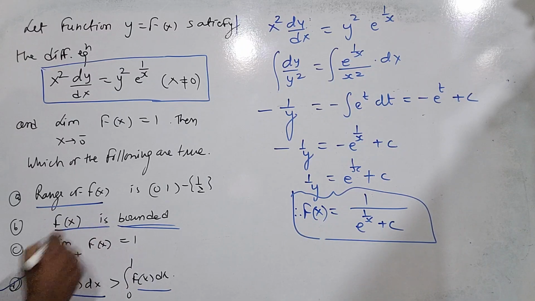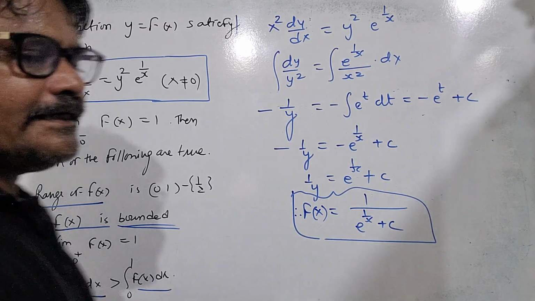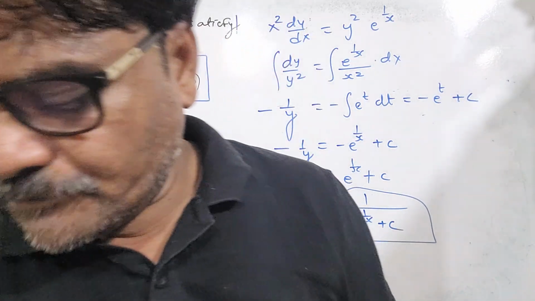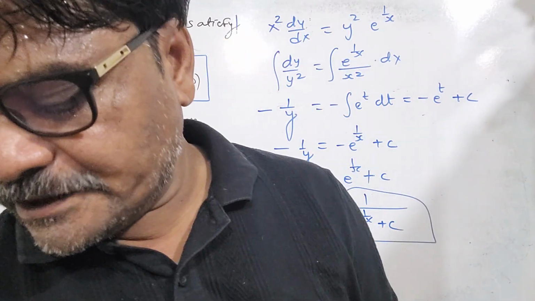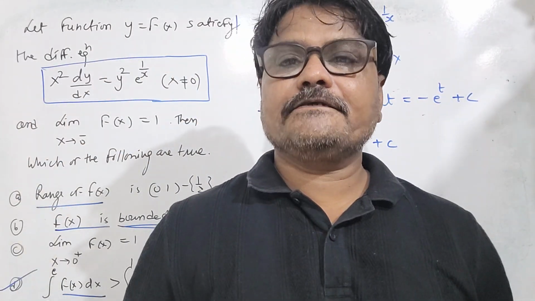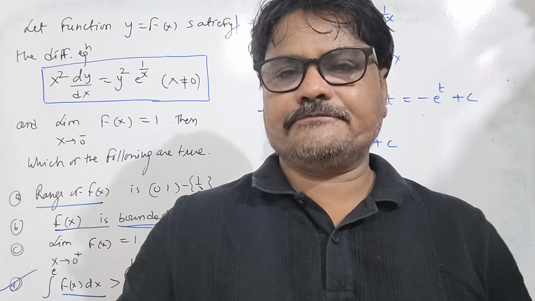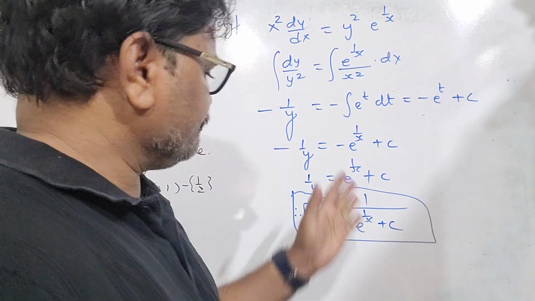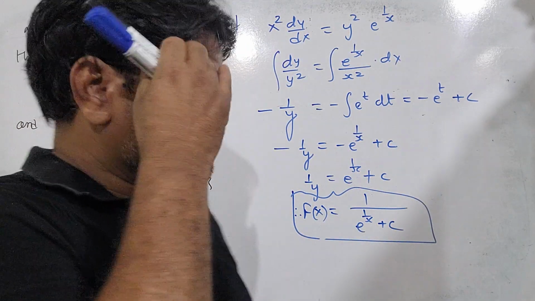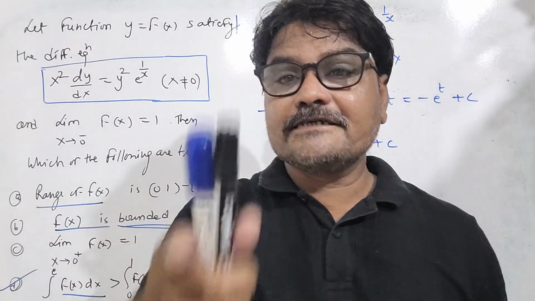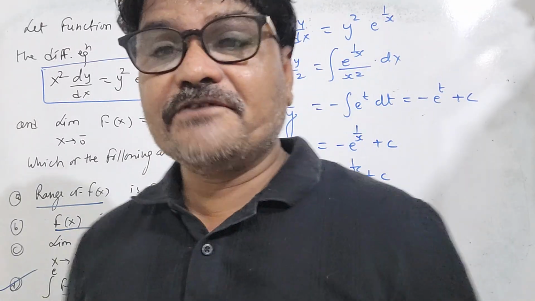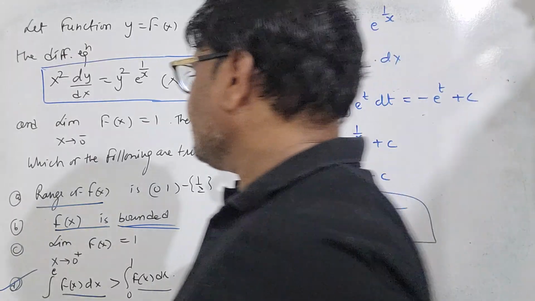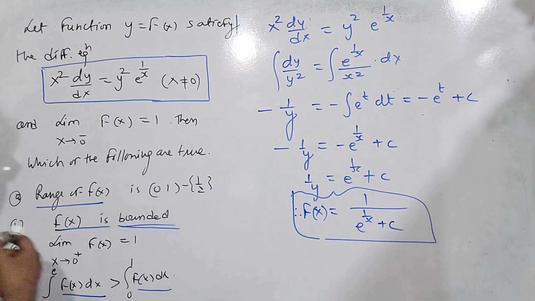Is it bounded or not bounded? Bounded or unbounded depends upon its range. So both option A and option B are related with each other, meaning you have to find out its range. But this function is 1/(e^(1/x) + c), so first you have to determine c as well. Where do we determine c from? We can determine c from here.